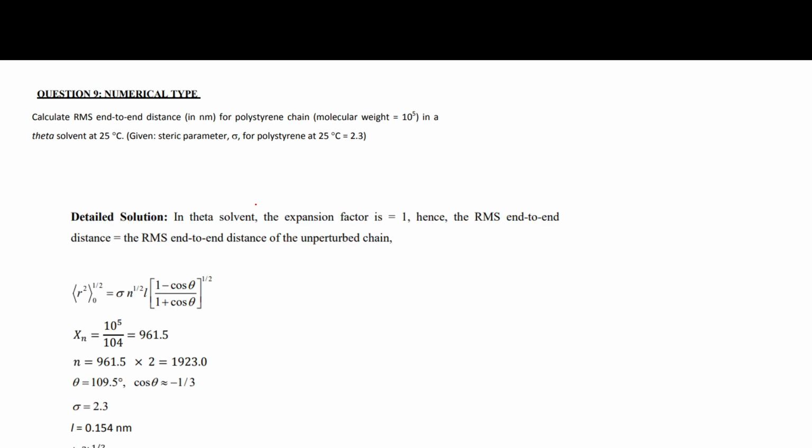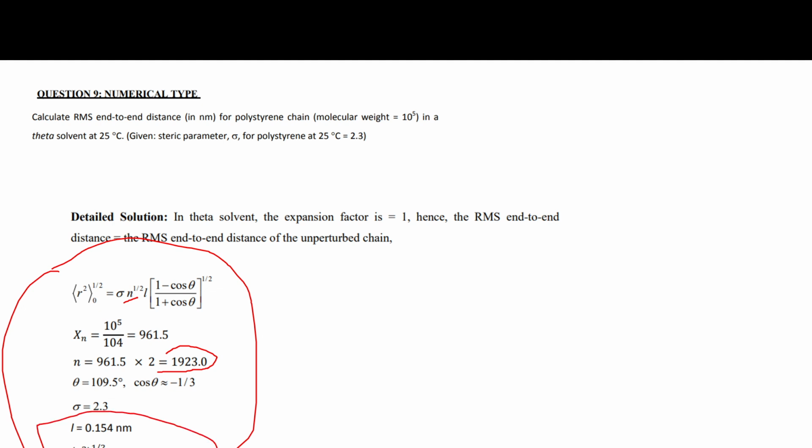Then we calculate the RMS end-to-end distance. From this equation we can easily calculate the end-to-end distance of the polymer. If the molecular weight and repeating unit are already known, you can calculate the degree of polymerization. From there, n will be your degree of polymerization, which you can easily calculate. Then you can calculate your end-to-end distance from there.